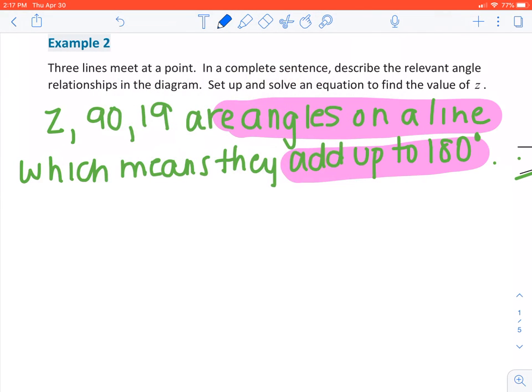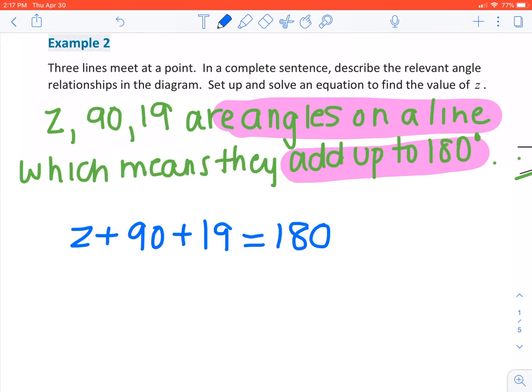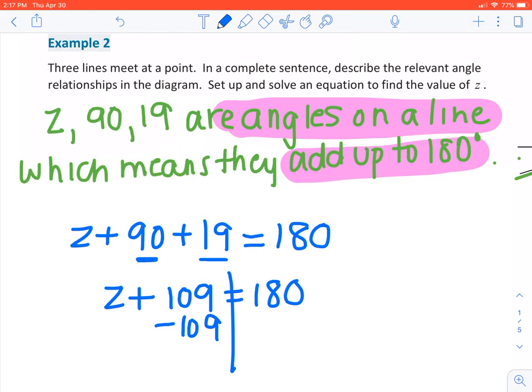All right, so we know those are angles on a line. They add up to 180, so we're going to set up and solve our equation. So we have Z, we have 90, we have 19. Those are our 3 angles. We're going to add them up to 180 because it's a straight line, straight angle. Now, before I start doing that, I'm going to combine my like terms here. I have 90 and 19. So if I add that in the calculator, 90 plus 19 is 109. So I'm going to solve. I'm going to subtract 109 from both sides.